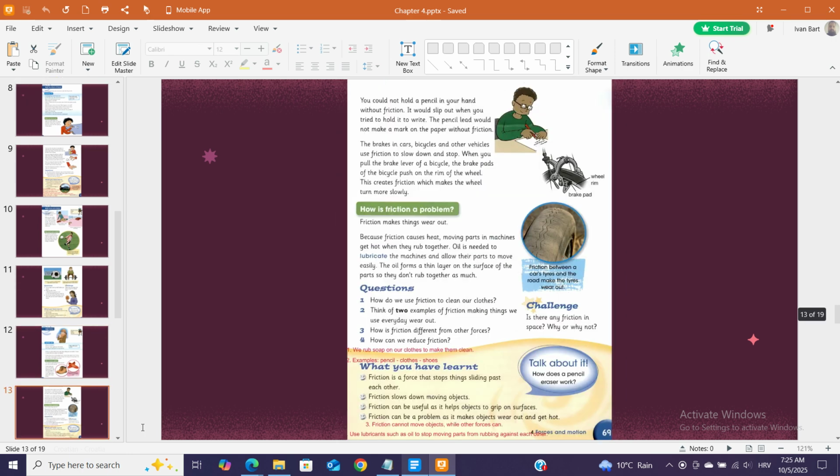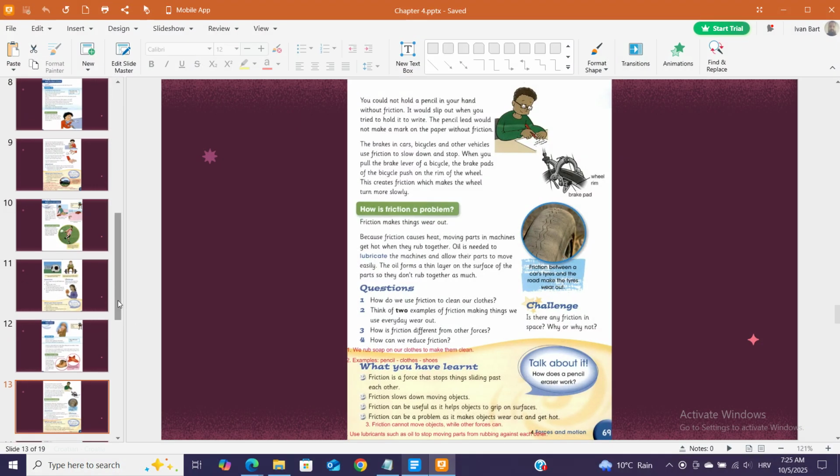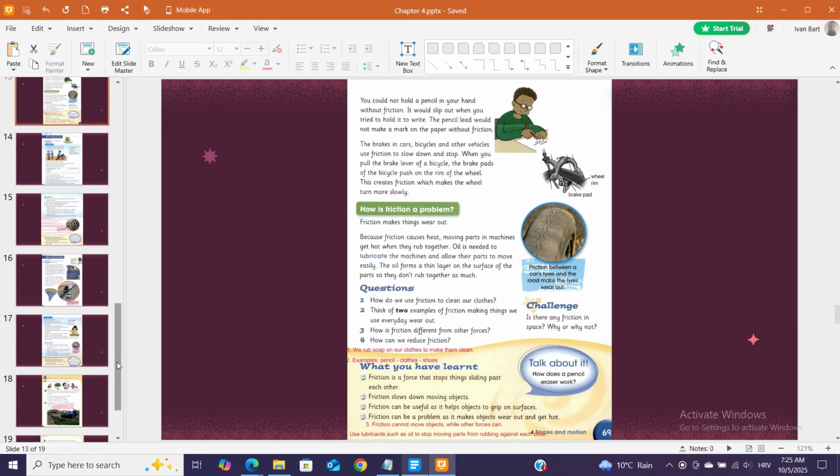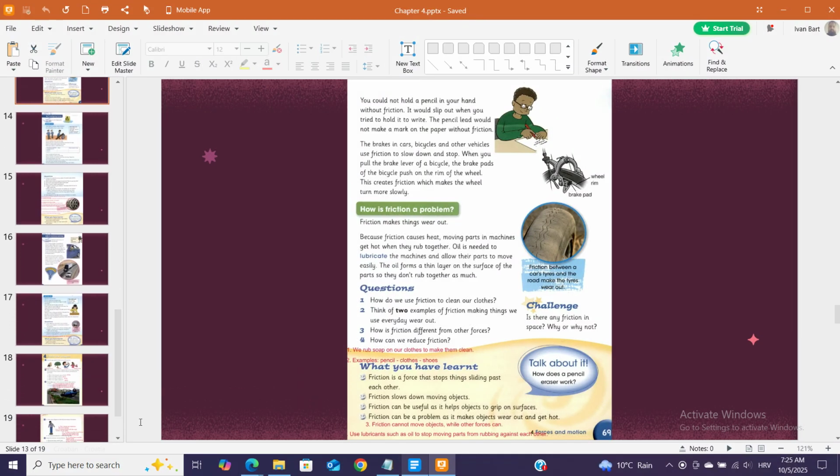You could not hold a pencil in your hand without friction. It would slip out when you tried to hold it to write. The pencil lead would not make a mark on the paper without friction. The brakes in cars, bicycles and other vehicles use friction to slow down and stop. When you pull the brake lever of a bicycle, the brake pads push on the rim of the wheel. This creates friction which makes the wheel turn more slowly.